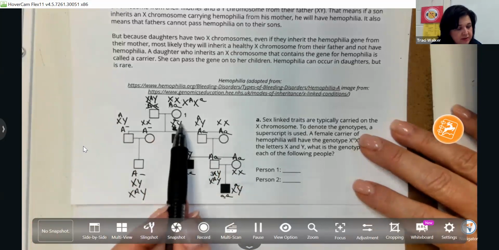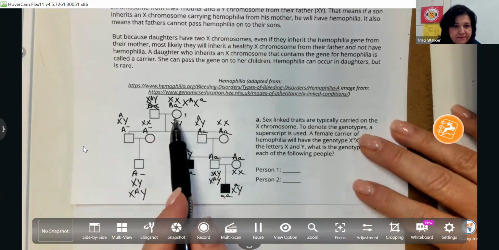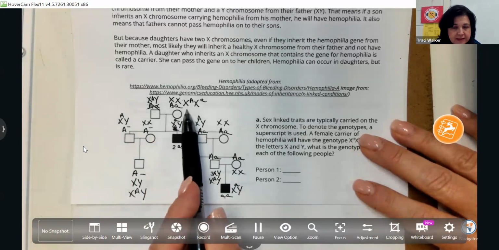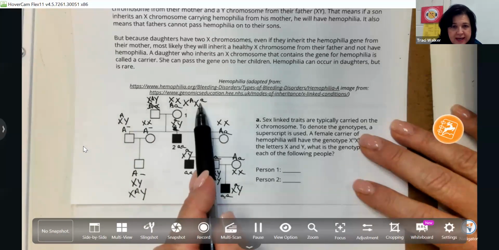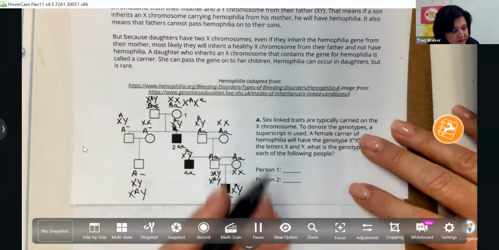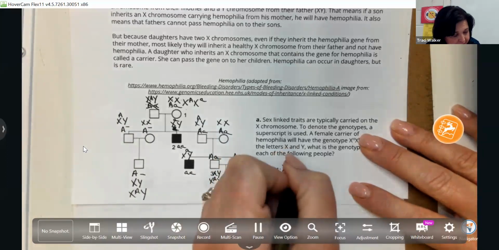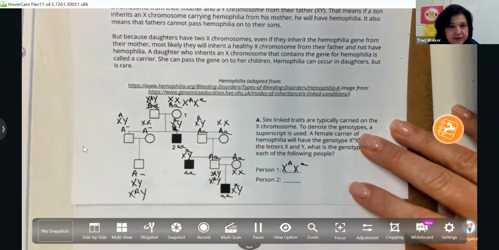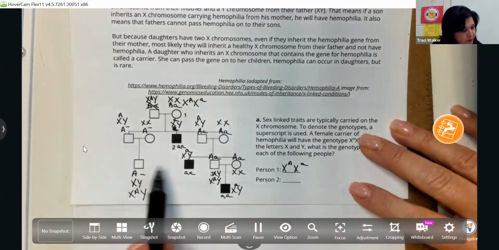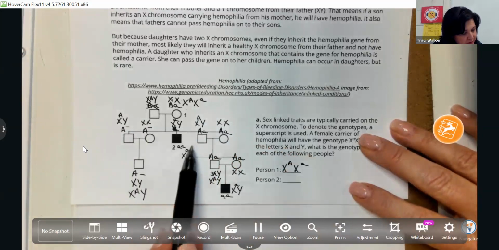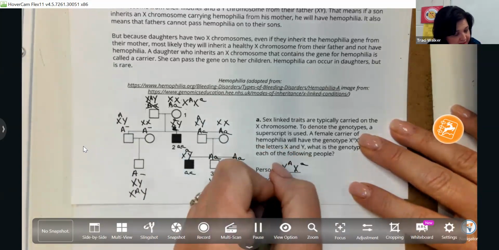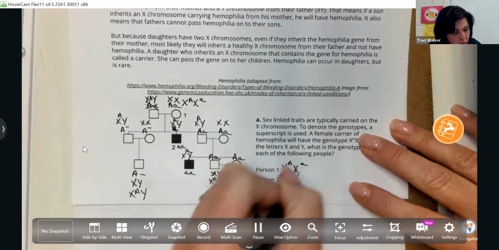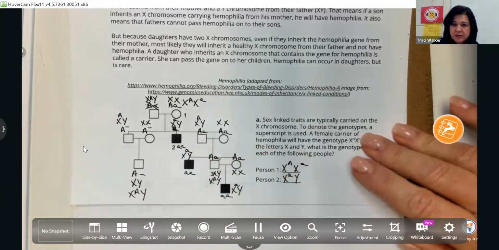Okay, so that means the genotype for person one is a female that is not affected. So there are two X's, but we also know that this female is a carrier. So this female is X, big A, X, little a. I know it gets confusing with the X's and the Y's. So person two right here is a male, and this male is affected. So this person is X, little a, Y. They don't have another X chromosome because they're a male.